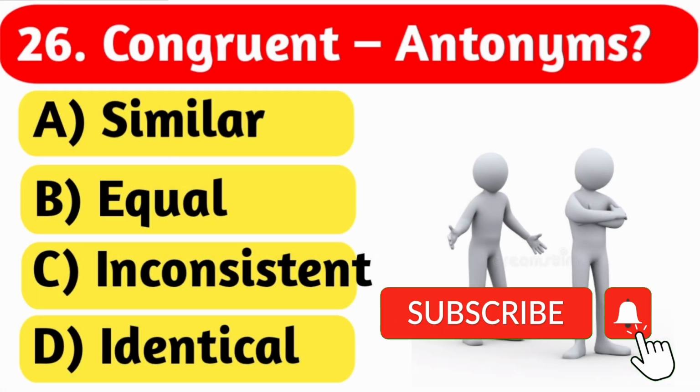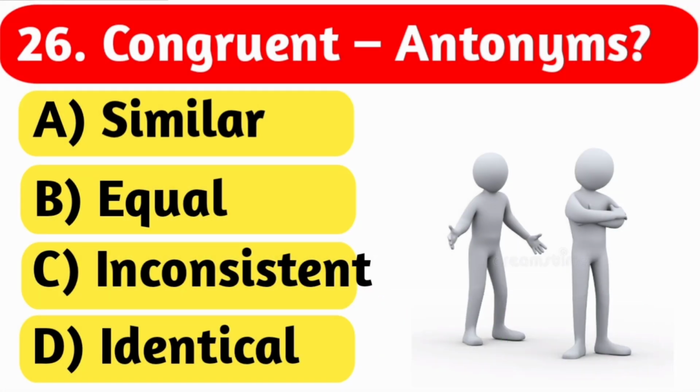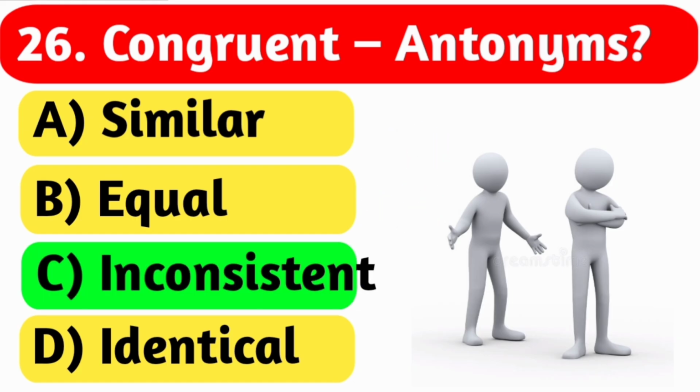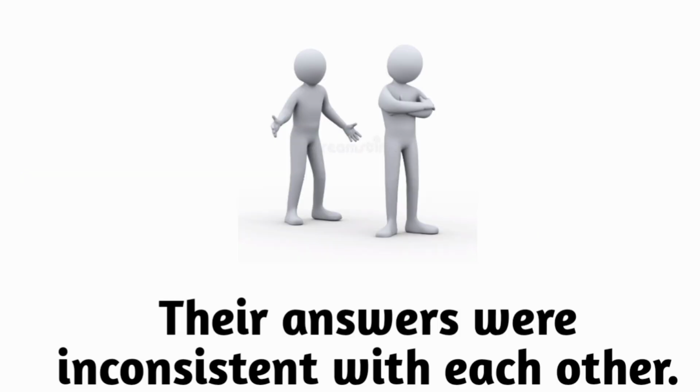Your 26th question is congruent antonyms. Your options are A. Similar, B. Equal, C. Inconsistent, D. Identical. Your correct answer is option C, inconsistent. Their answers were inconsistent with each other.